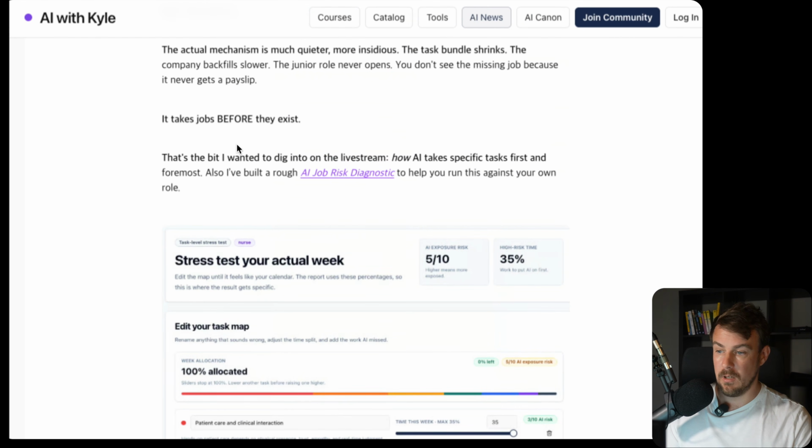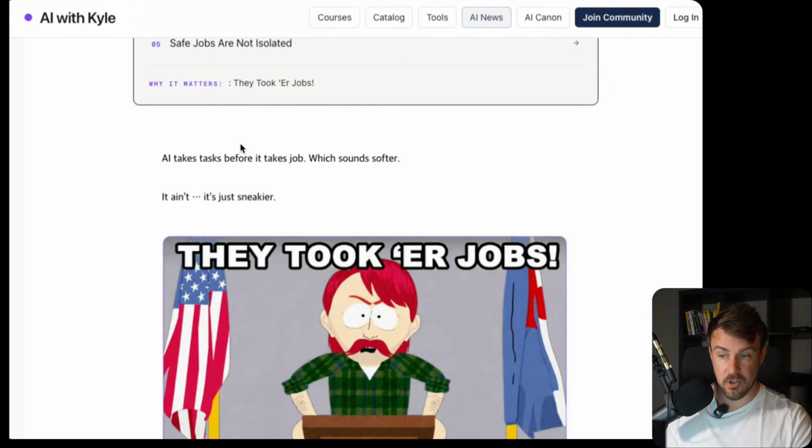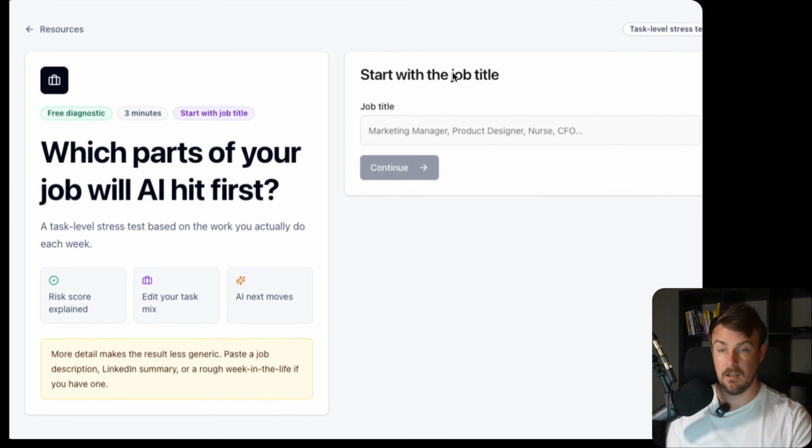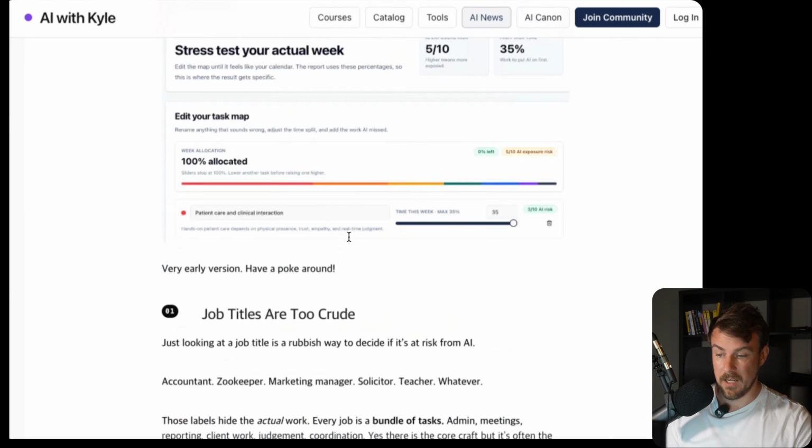So for example, last week I talked about job disruption, and I also built a little tool, which is an AI job risk diagnostic, which looks like this, which is linked from the newsletter. So you can play around with that.